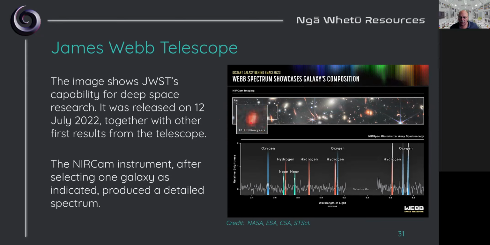And this is a galaxy. The light that we see now has been traveling for more than 13 billion years. This was immediately a record of how deep the James Webb Telescope could see. And the amazing story behind it is that the James Webb Telescope could produce a spectrum of that galaxy.